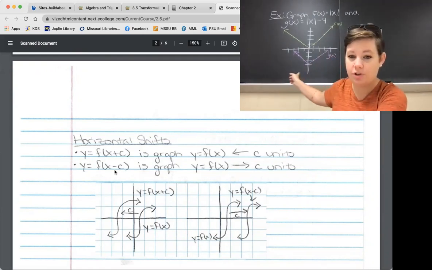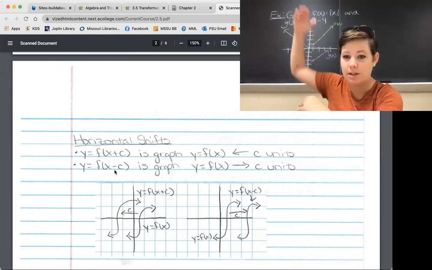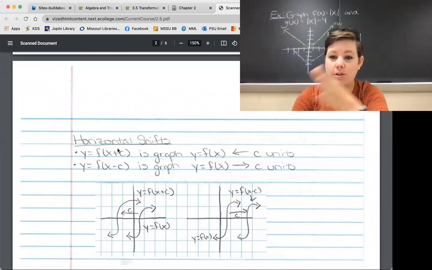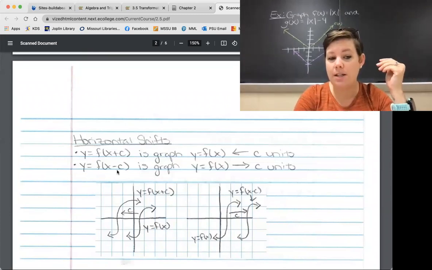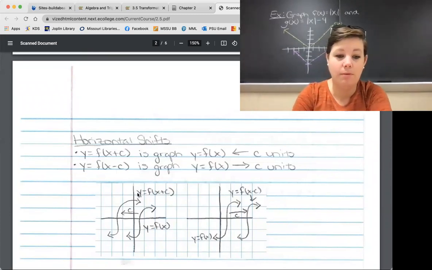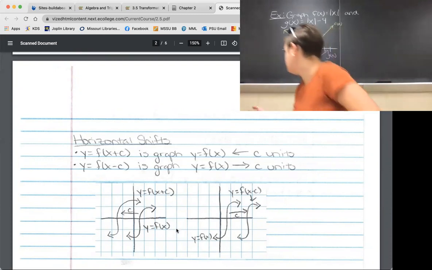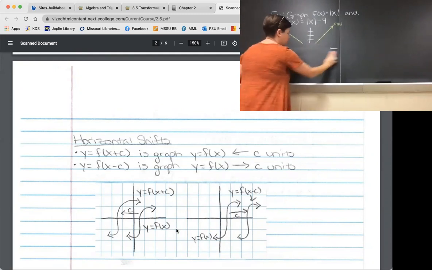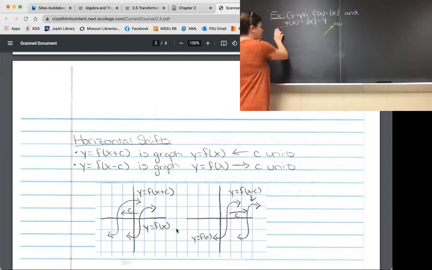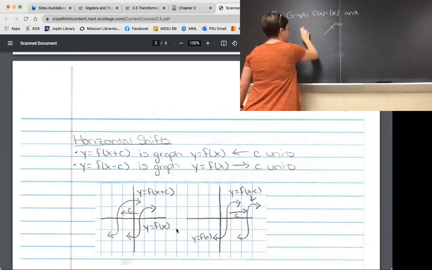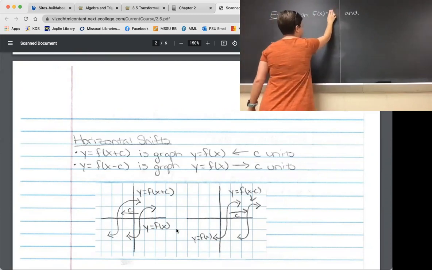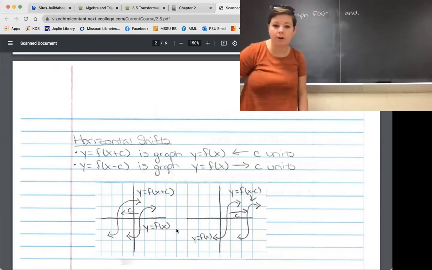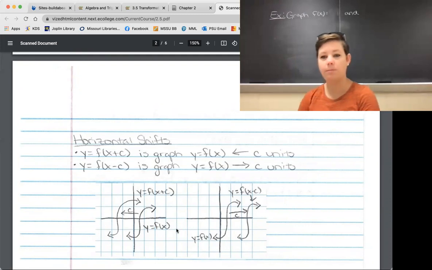Because vertical shifts, logical, plus c goes up, minus c goes down. Here, if you have a plus c, you're moving to the left. And if you have a minus c, you're moving to the right. So once again, I did a general example to show you where I did the plus c and I moved to the left c units, and I did minus c, and I moved to the right c units.